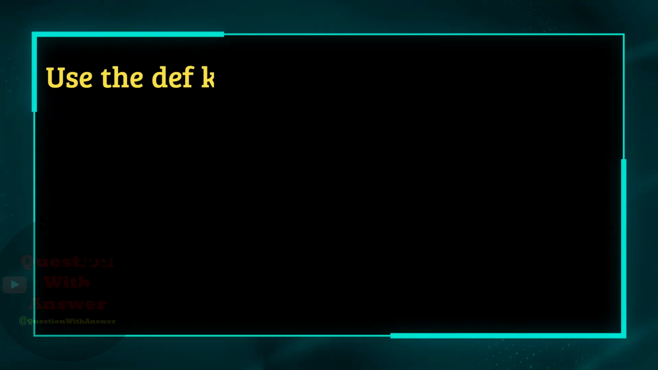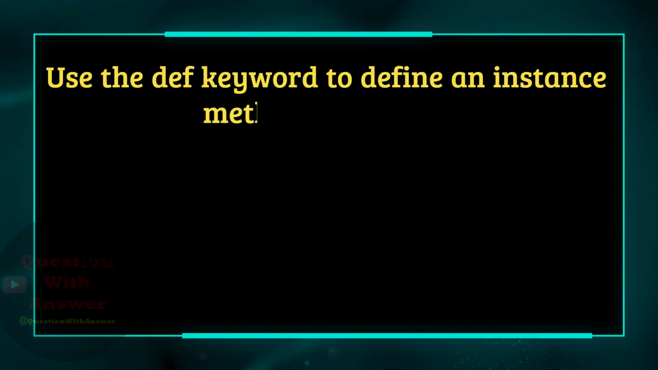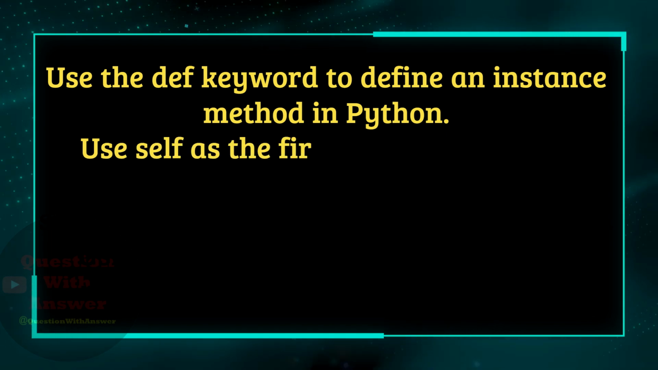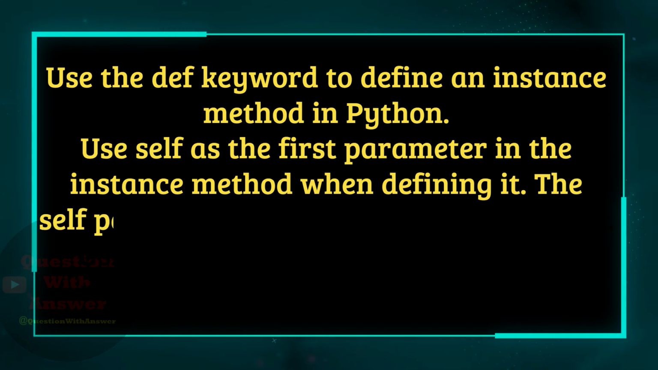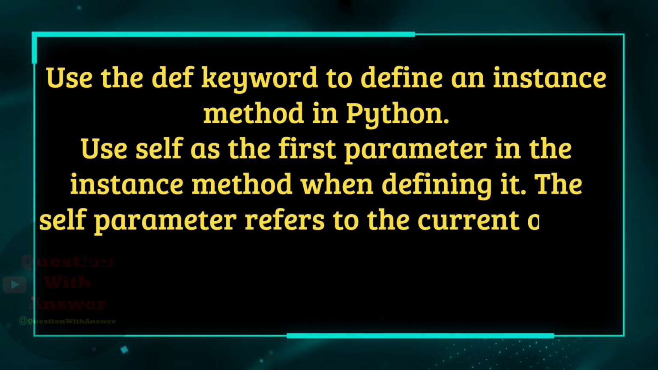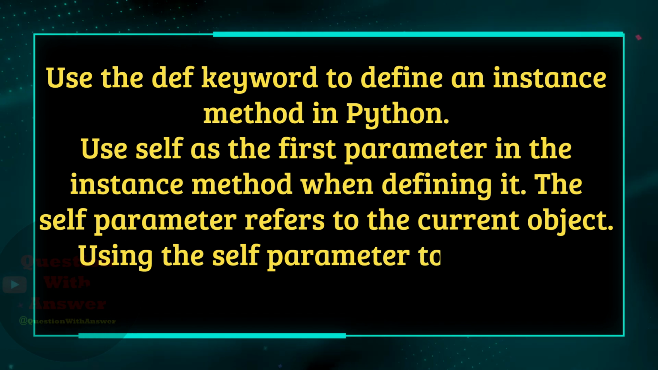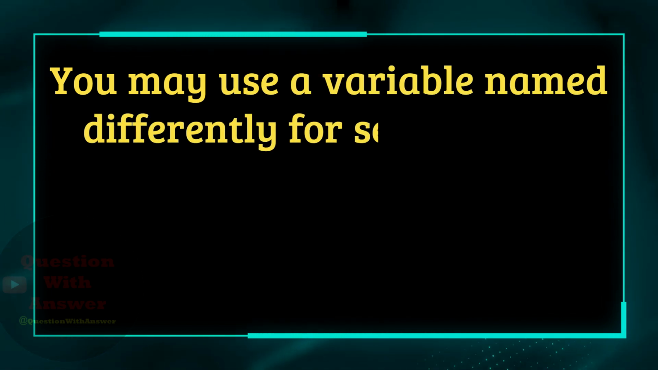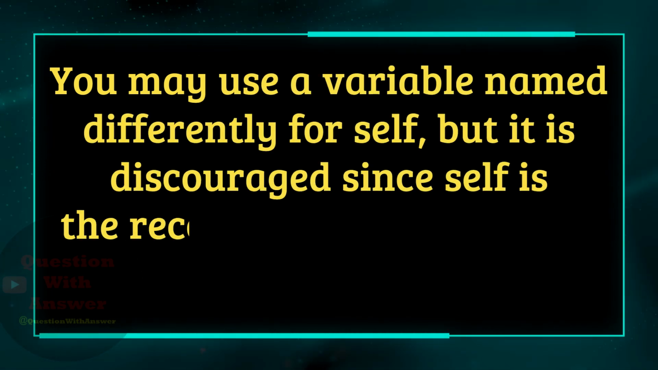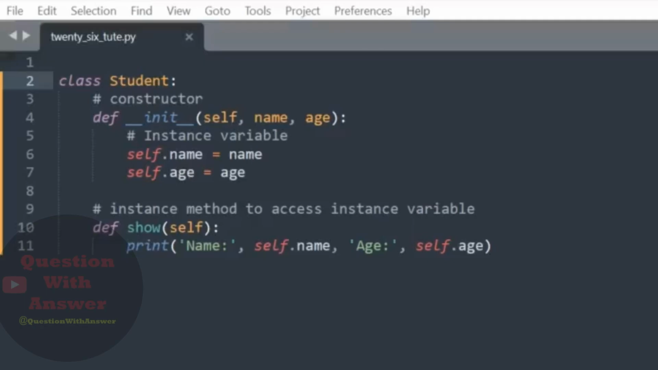Use the def keyword to define an instance method in Python. Use self as the first parameter in the instance method when defining it. The self parameter refers to the current object. Use the self parameter to access or modify the current object's attributes. You may use a variable named differently for self, but it is discouraged since self is the recommended convention in Python. Let's see an example to create an instance method show in the Student class to display the student details.